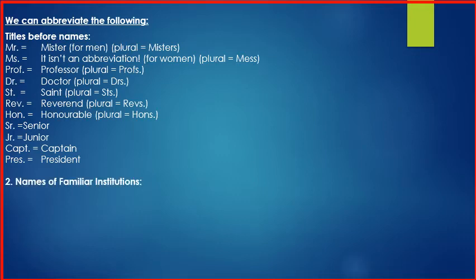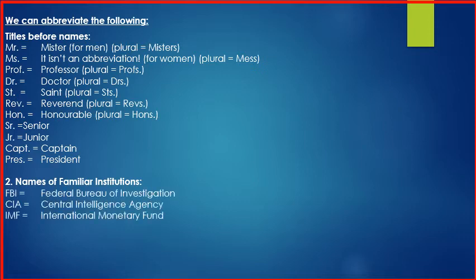Number 2, names of familiar institutions. We all know the FBI, the CIA are always in every action movie. But they actually mean something. So FBI is the Federal Bureau of Investigation. CIA, Central Intelligence Agency. IMF, International Monetary Fund.